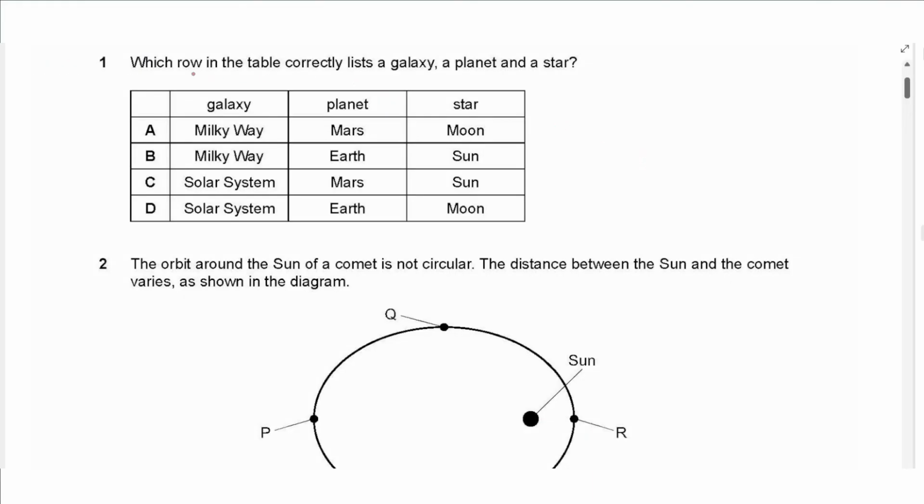The first question says, which row in the table correctly lists a galaxy, a planet, and a star? The Milky Way is a galaxy. The solar system is not a galaxy, it's a cluster of planets around a star in the middle of the Milky Way. Mars, Earth, all these are planets. A star is the sun, not the moon. So the answer is B.